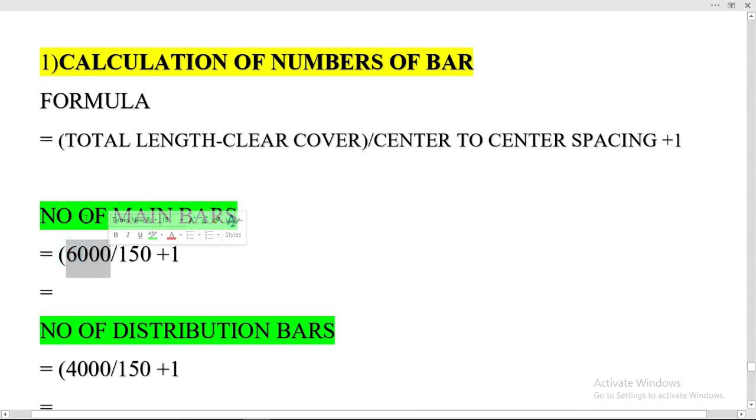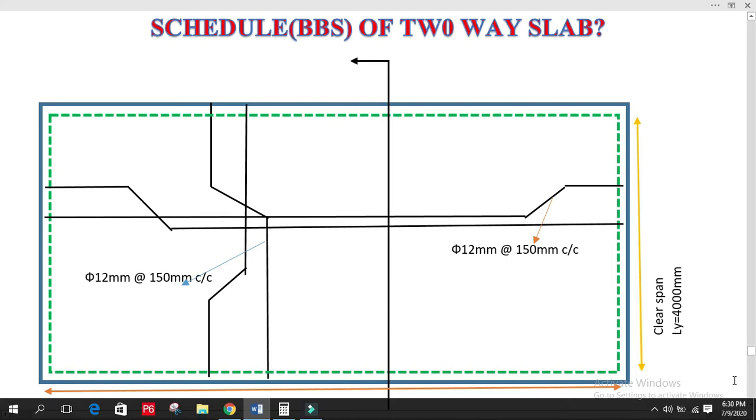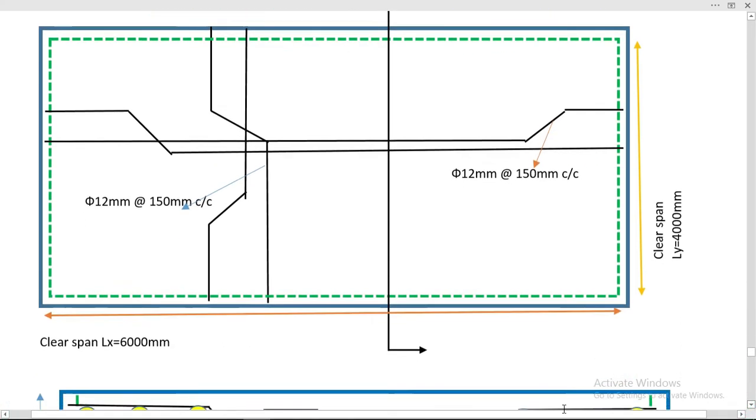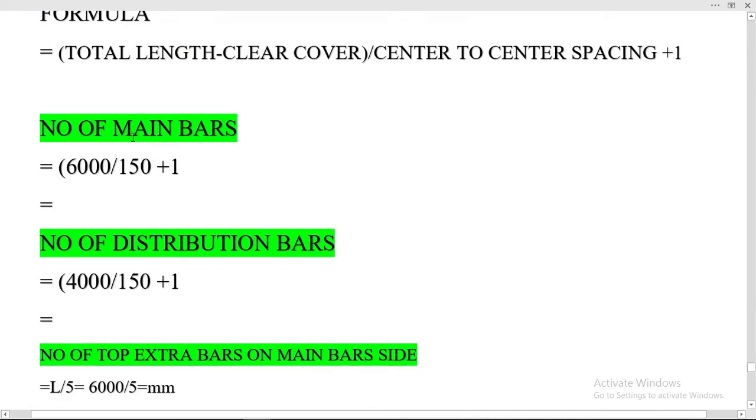To calculate the number of main bars provided at the shorter side, you can see here in the plan view, number of main bars are provided on the shorter side. So to calculate their numbers, we take the opposite length, so opposite clear span length is 6000 millimeter. So to calculate number of main bar, 6000 divided by 150 millimeter center to center spacing plus 1.